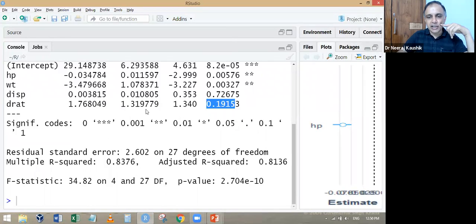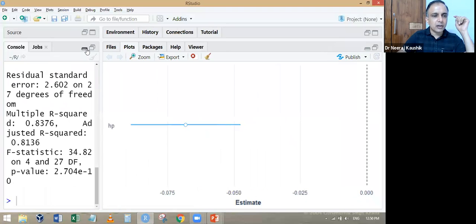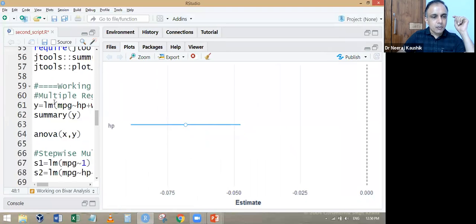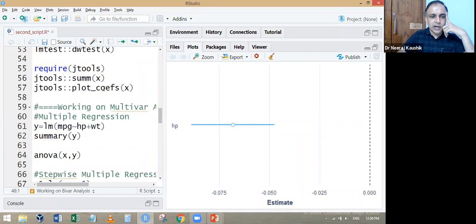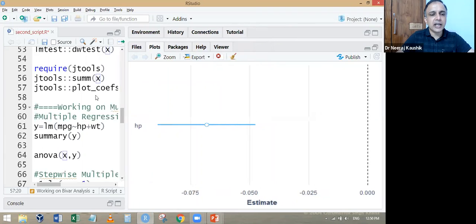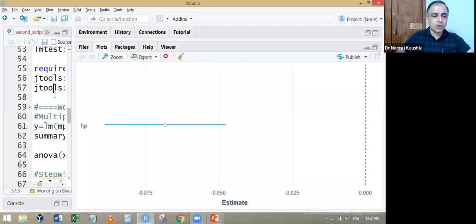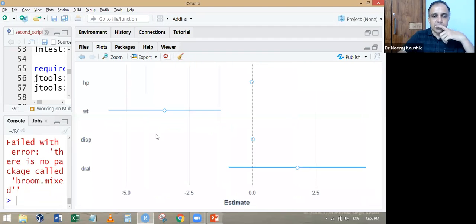Yet another third method is, let's now use the jtools command. I go to jtools and look for plot_coefs. So what I am asking is: x is given to you, you know what x is, x is the regression output. From that output, you compute the confidence limits, plot them on the graph, and I will manually check if any of the lines cross 0. Those things will be 0. So let me do this.